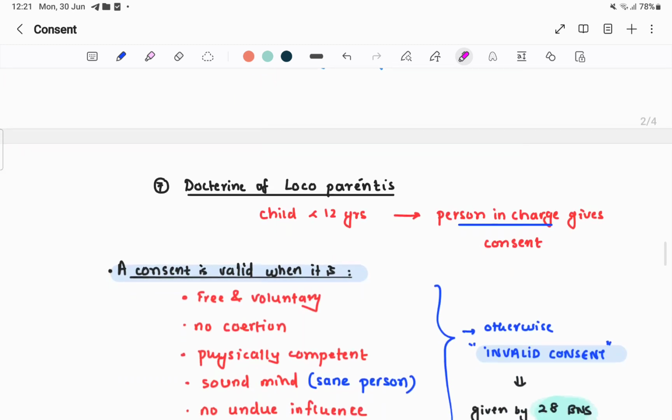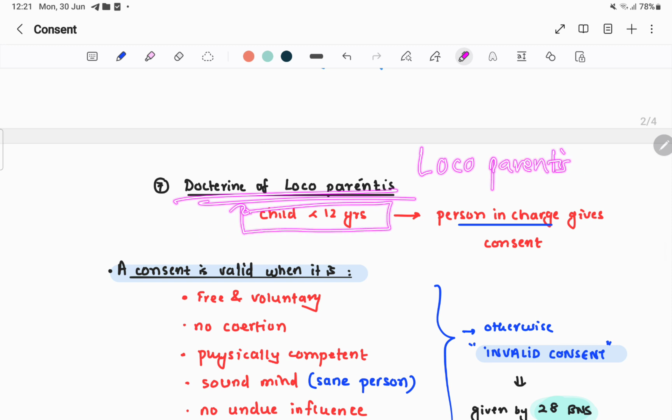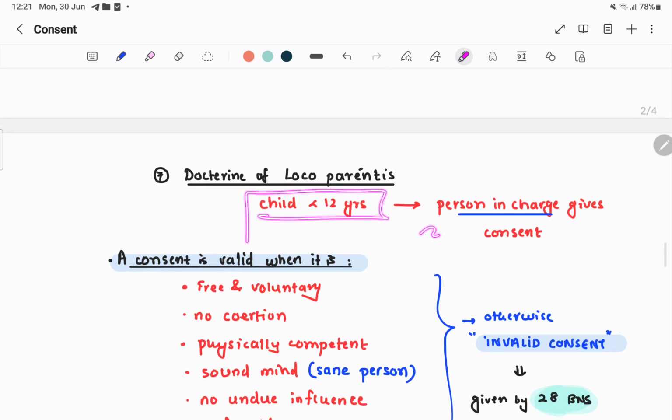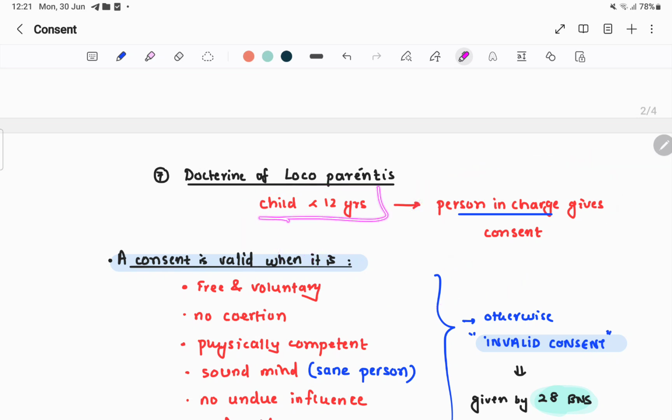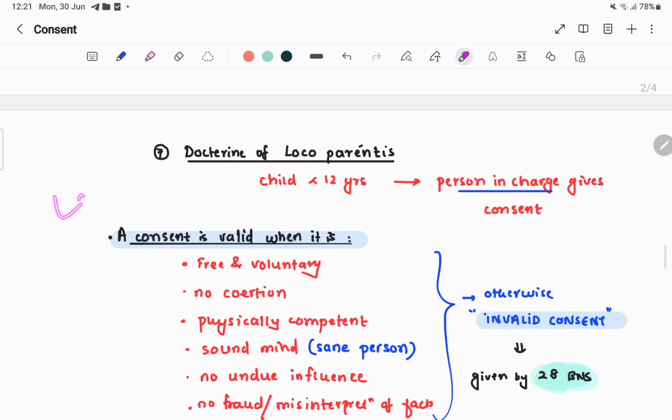Doctrine of loco parentis. What is loco parentis? For a child less than 12 years, the person in charge gives consent. So the guardian, the house owner, or the orphanage head will give the consent for any medical procedure for a child less than 12 years. This is called loco parentis.